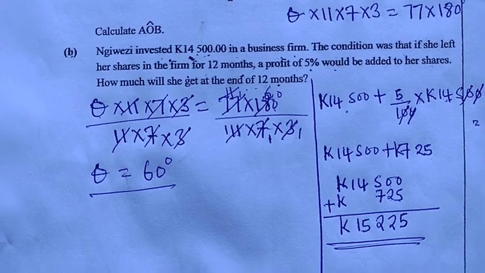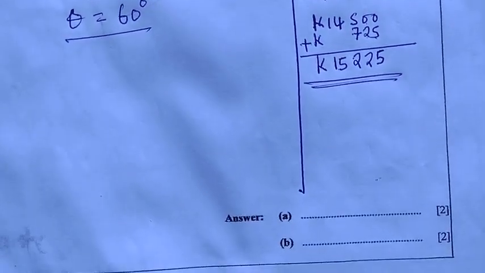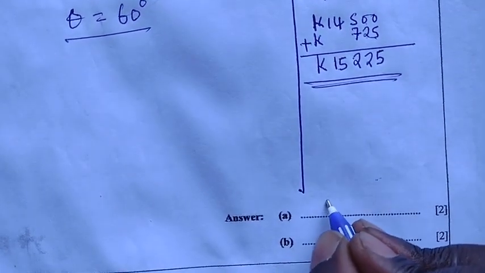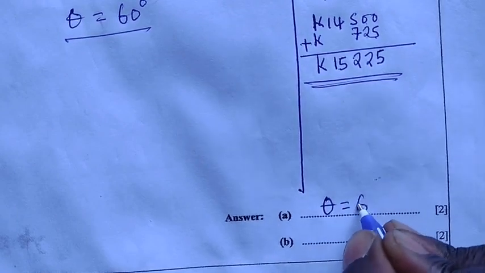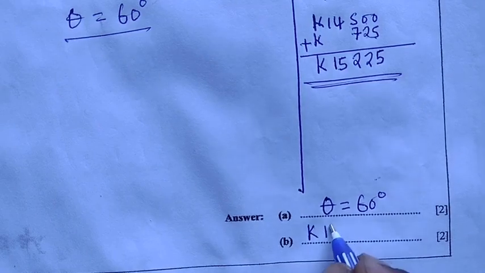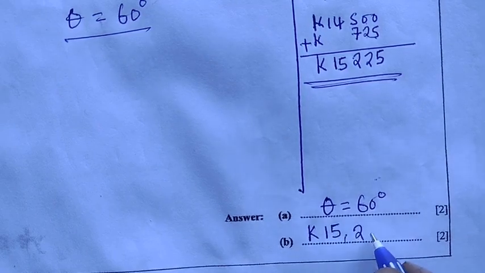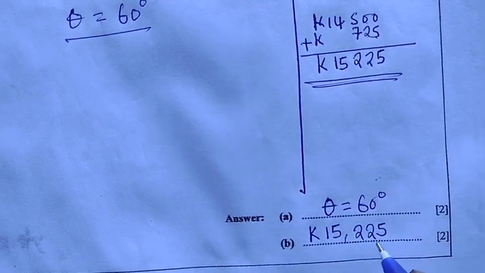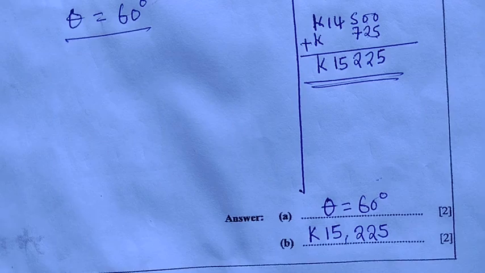So these were the answers. We can just write here the angle, we said theta is equal to 60 degrees. Then here Ngwezi will get 15,225 kwacha at the end of 12 months. So we have answered our question 12. Let us now answer our question 13.